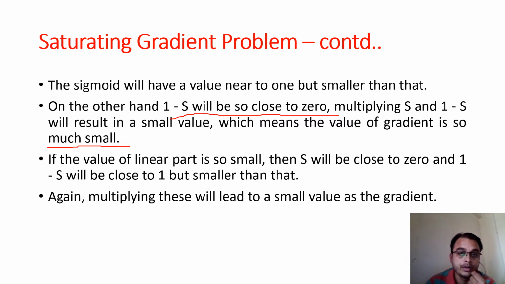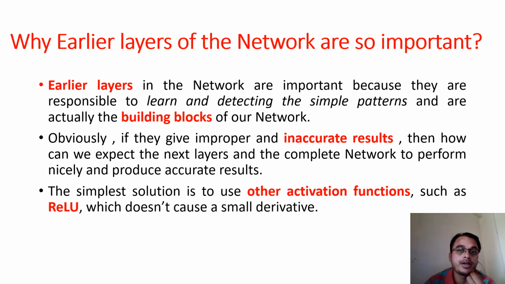Why? What is the derivative of 1 upon 1 plus e raised to minus x? It is s into 1 minus s. Hence the change which is happening is very slow, which is nothing but negligible. Now again, multiplying this value will definitely lead towards a low value. This is the gradient problem. Have you understood this part?